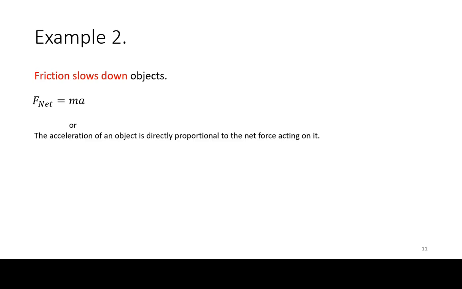Example 2. Friction slows down objects. We highlight friction, which is a force, and slows down, which implies acceleration. Force and acceleration are related through Newton's second law, which you can then state.